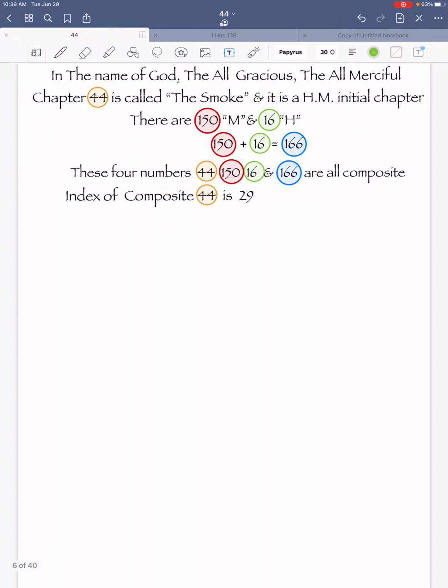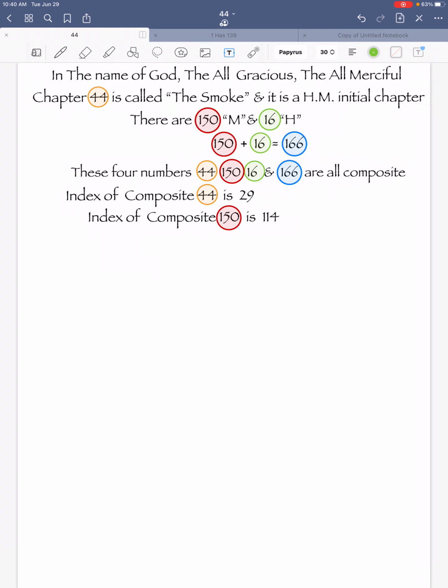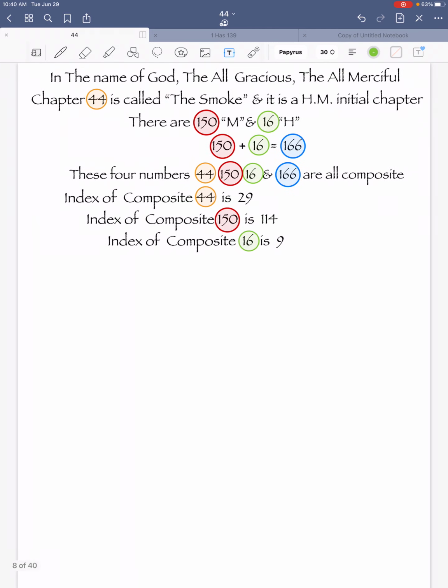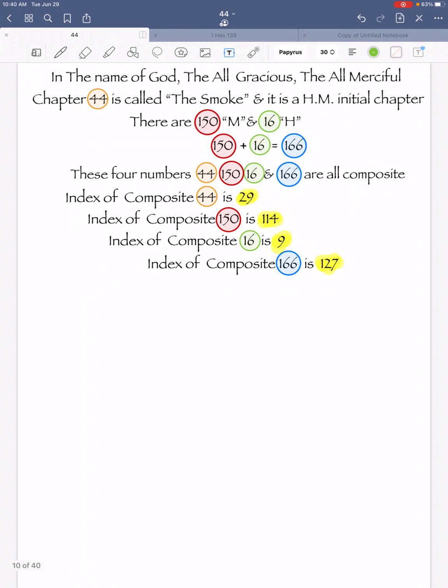Index of composite 44 is 29. Index of composite 150 is 114. Index of composite 16 is 9. And index of composite 166 is 127. As you can see, from the first four sets of numbers that we started with, 44, 150, 16, and 166, these four numbers generated four other numbers, 29, 114, 9, and 127.